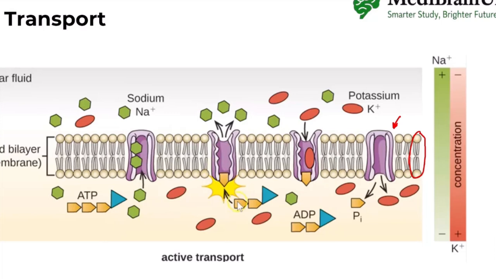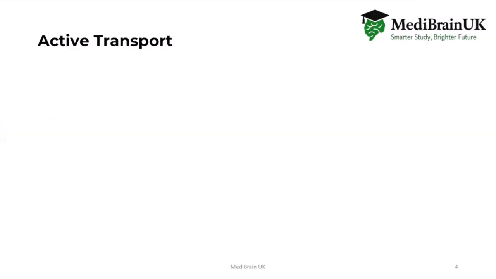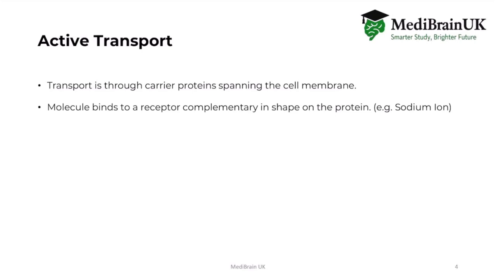These channel proteins are involved in active transport, and the reason is the following. We know that active transport can occur through carrier proteins or channel proteins. Channel proteins span the whole length of the membrane. The molecule which needs to move across the membrane will bind to a receptor complementary in shape on the protein.